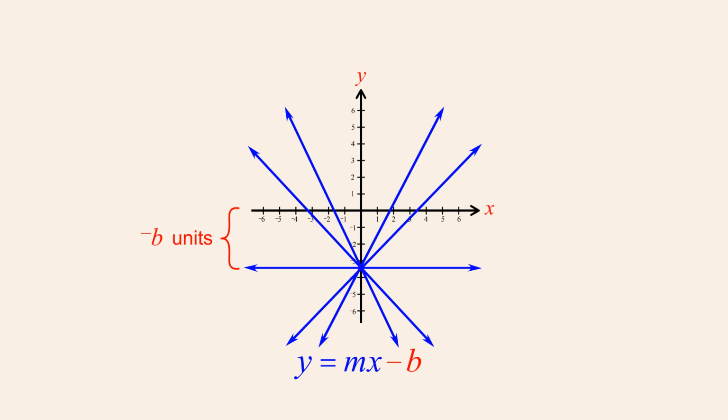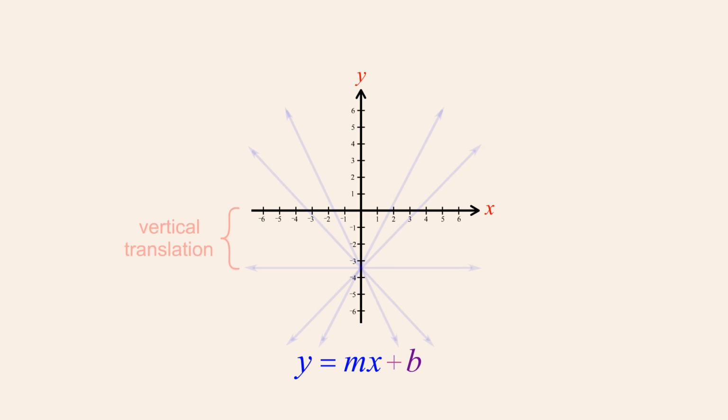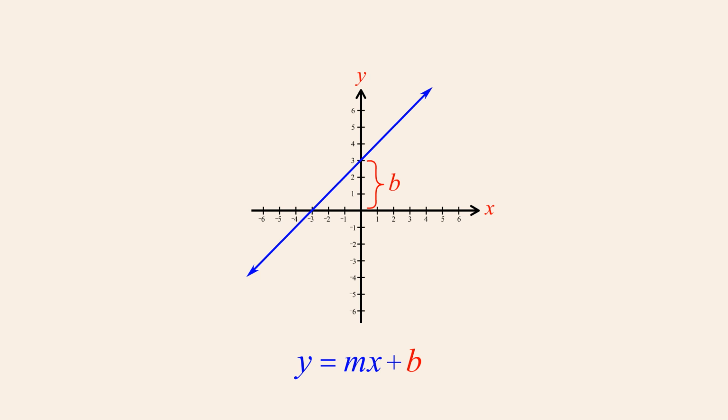This shifting of the graph is referred to as a translation. We say that the graph has been translated vertically by b units. The value of b determines the point at which the graph crosses the y-axis. This point is called the y-intercept. The y-intercept has coordinates 0, b.